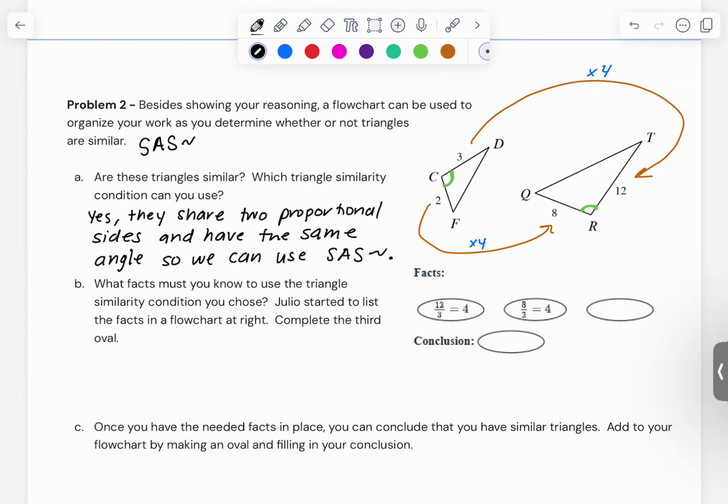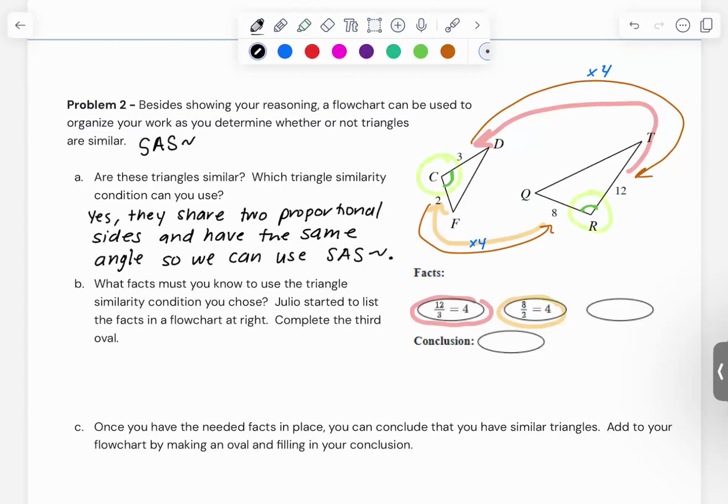So looking at what Julio did, 2/3 is 4. So basically he went backwards. He did the arrow the other way. That's fine too. That's totally fine. 8 went to 2 is 4. So the only thing now that is missing is the angle.